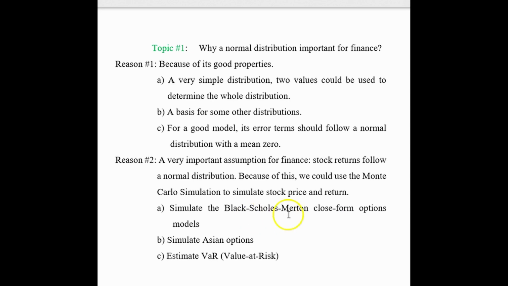Because the Black-Scholes call closed form solution cannot be used to price Asian options, we can simulate Asian options instead. Then, when we estimate value at risk, we can also use Monte Carlo simulation.